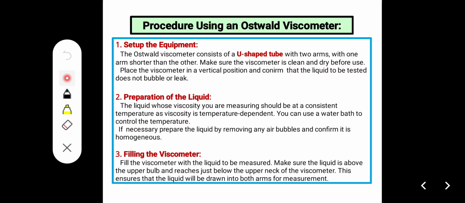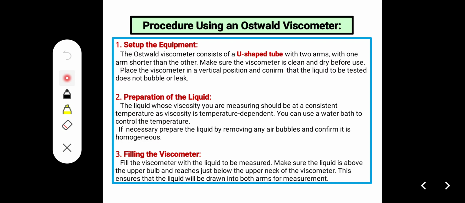Second, preparation of liquid. The liquid whose viscosity you are measuring should be consistent. Constant temperature, as viscosity is temperature dependent. Next, if necessary, prepare the liquid by removing any air bubbles and confirm it is homogeneous.